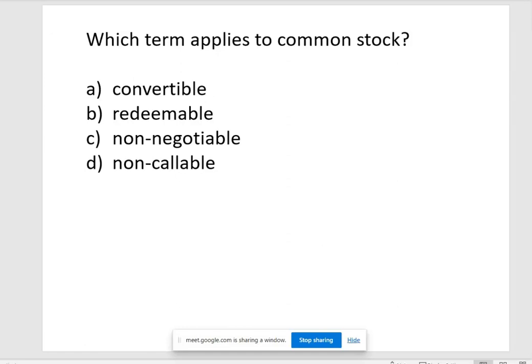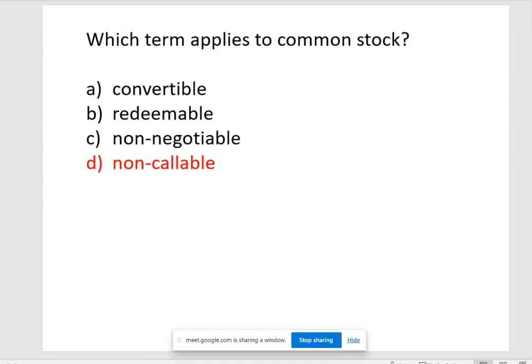Is it callable? No, it is a non-callable security. There is no call feature. They cannot automatically cash you out of common stock. There are callable bonds. There are callable preferred stocks. There are no callable common stocks. Therefore, our best answer choice is D.